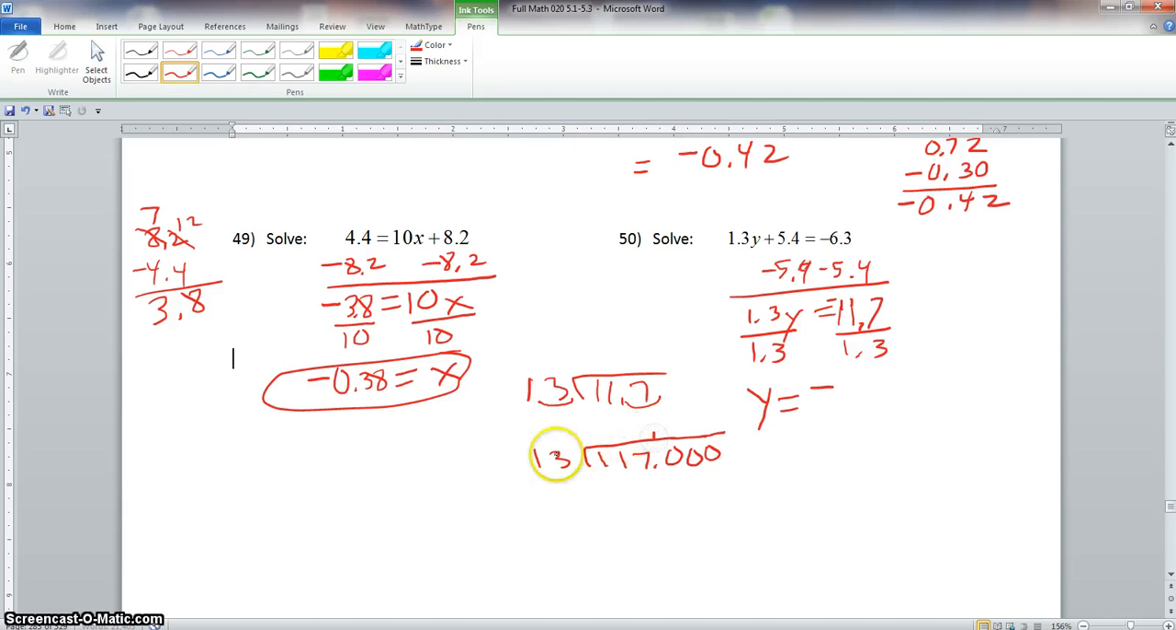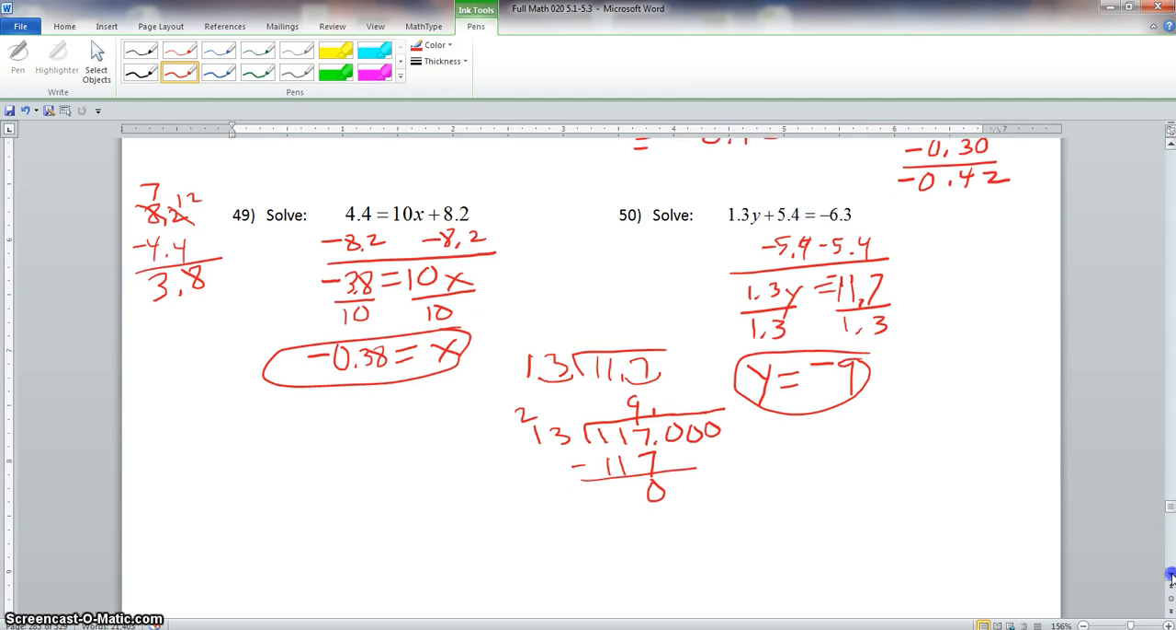Bring up our decimal. 13 goes into 11 0 times. 13 goes into 117. Let's try 9 times. 9 times 3 is 27. Carry your 2. 9 times 1 is 9 plus 2 is 11. 117 minus 117 is 0. So we don't need the decimal or the zeros. So our answer here would just be -9.